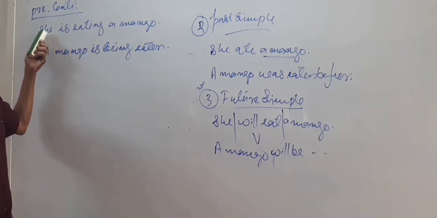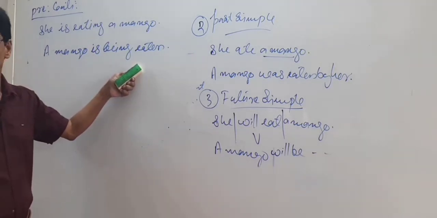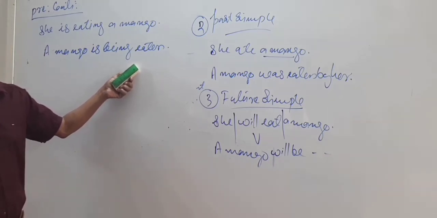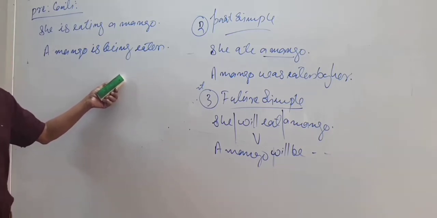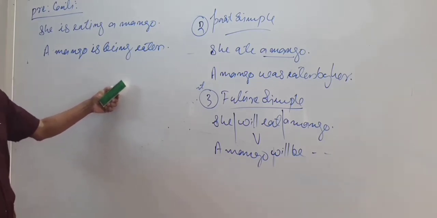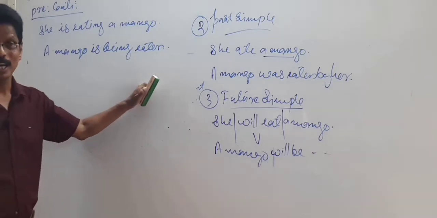Next example, they are eating apples. Apples are being eaten by them. He is driving a car. A car is being driven by him. I am writing a letter. A letter is being written by me. So being should be used with the present continuous tense. Is it clear to you?